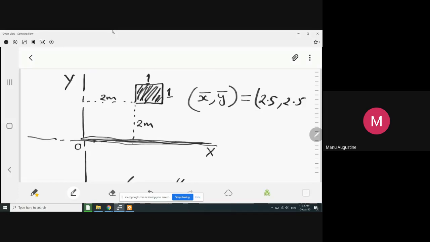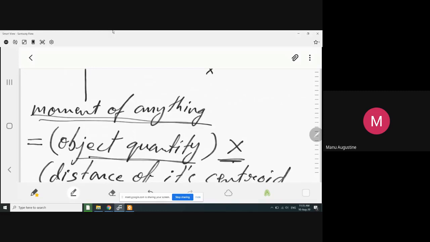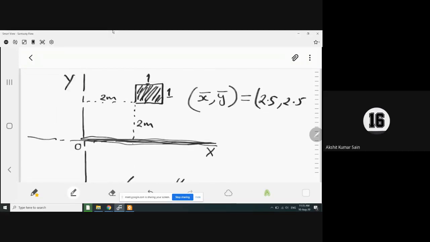Moment of area about the x-axis. Now go by the definition. First of all, what is the object quantity? Object quantity of the area is the area. 2.5. Yes, the answer is 2.5. But again, there is something lacking in your answer. The unit that you gave is wrong. Meter cube. Yes, the answer should be in meter cube.